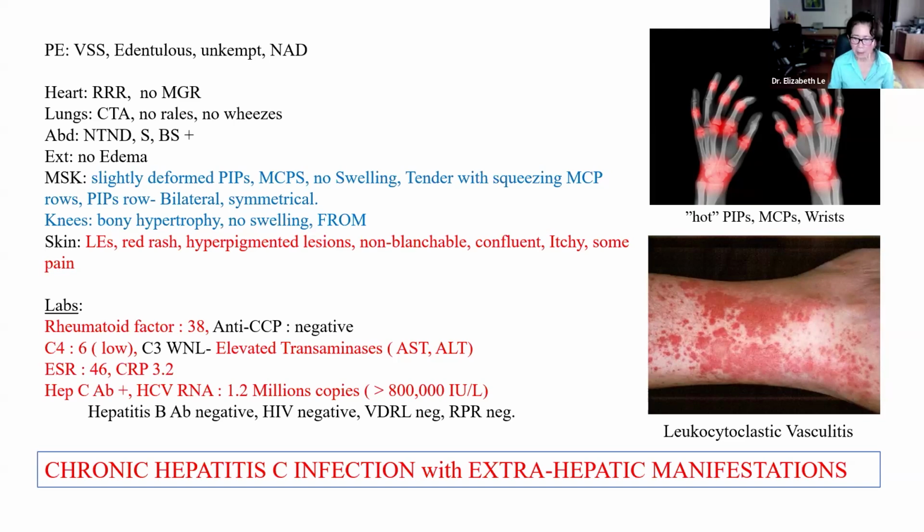And you do a biopsy, and this comes back to be leukocytoclastic vasculitis. So this is chronic hepatitis C infection with extrahepatic manifestation. Extra meaning outside of the liver manifestations. Next slide.